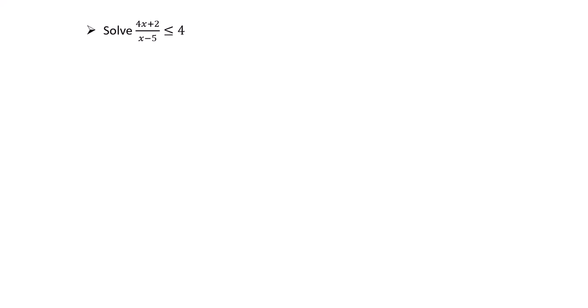Let's solve this rational inequality. (4x + 2) divided by (x - 5) is less than or equal to 4.